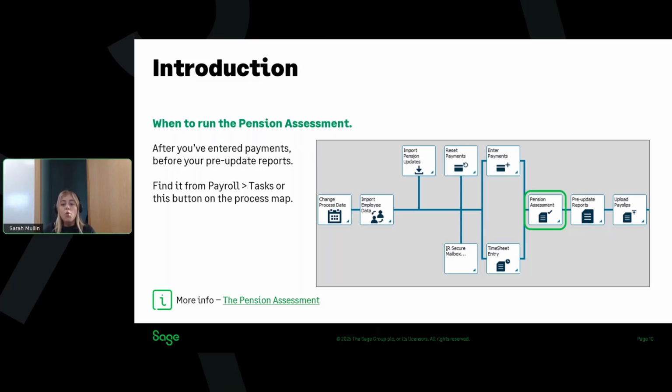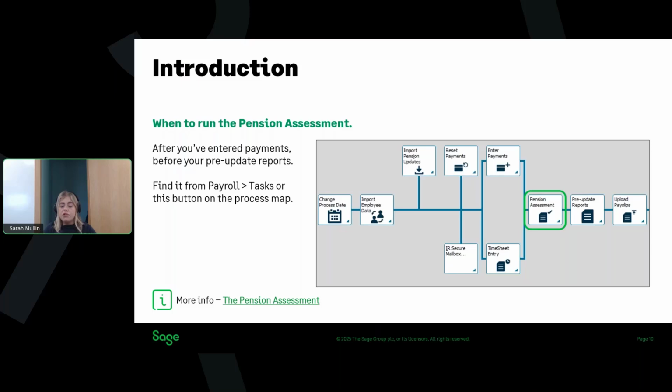So before we jump into the demo, let's talk about when you should run the pension assessment during your pay run. The best time to run it is after you've entered all of your employee payments, but before you generate your pre-update reports. Now, you might be asking why. At this point, all wages are entered, so the assessment can calculate contributions accurately. It also means any changes triggered by the assessment, like enrolling employees or updating contributions, can be applied to the employees before you update your records and run your reports.